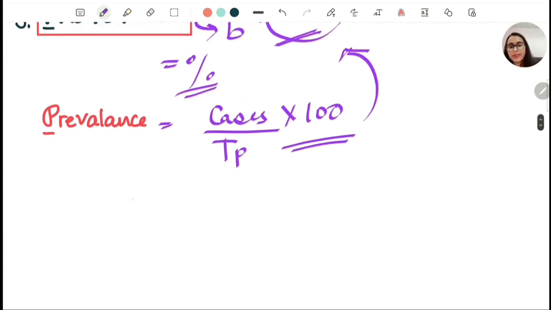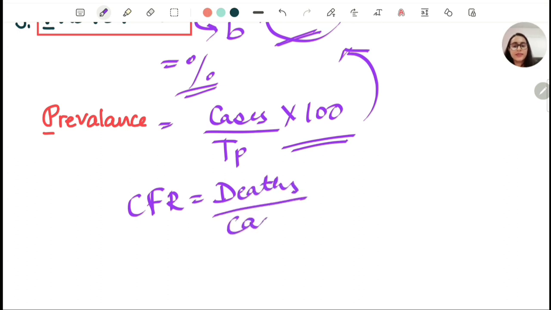If I say case fatality ratio, that will be the number of deaths divided by cases into 100. The deaths occur from the cases, from the disease. So we are taking the numerator as a part of the denominator, that will be a proportion. Proportion is like prevalence, rate is like incidence. Then ratio is when the numerator is not a part of the denominator.